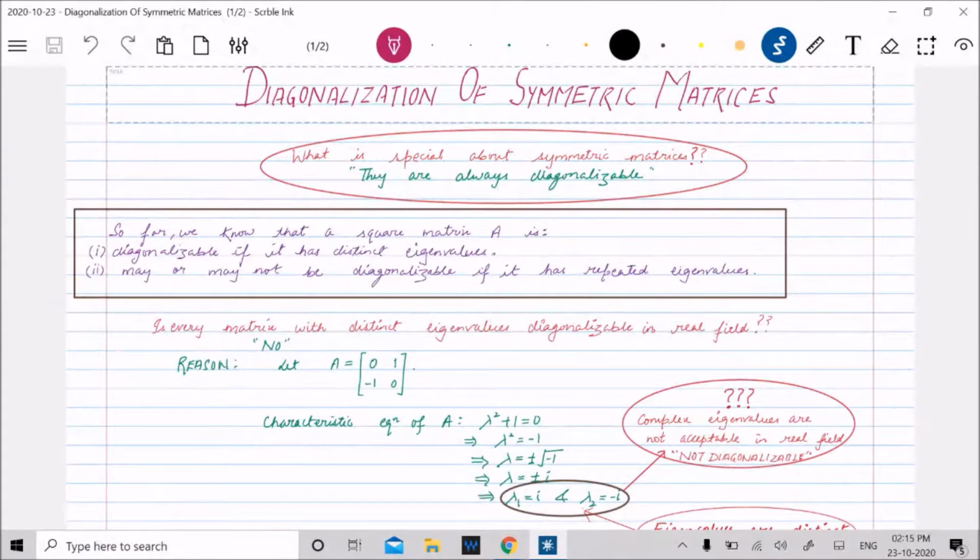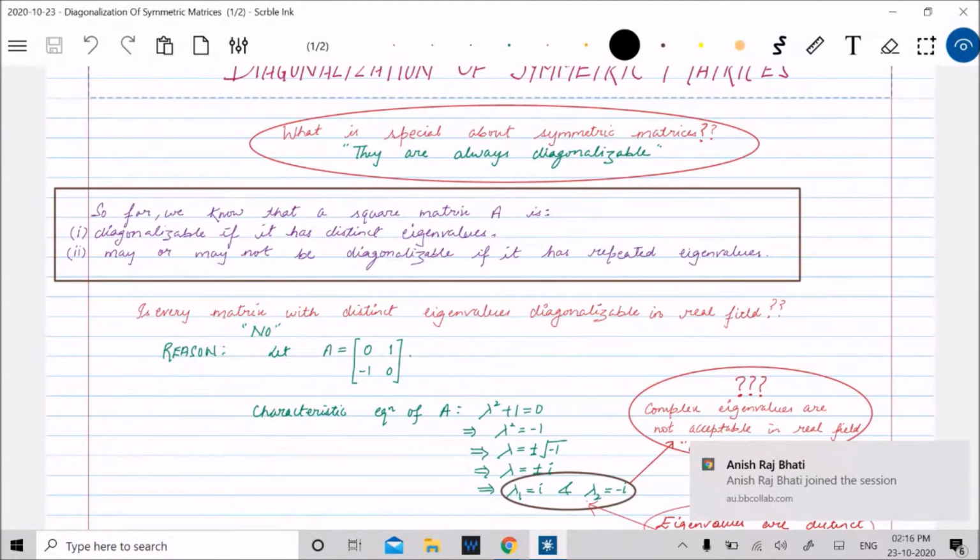A square matrix is called a symmetric matrix whenever it is equal to its transpose, that is, A equal to A transpose. And why are we studying these symmetric matrices in the context of diagonalizability? What is so special about them? This is a special answer: symmetric matrices are always diagonalizable.